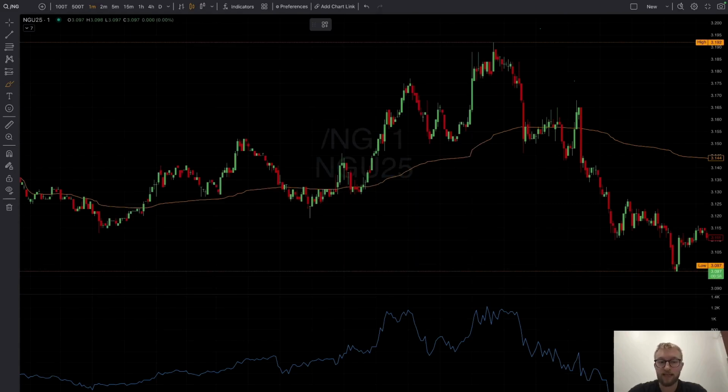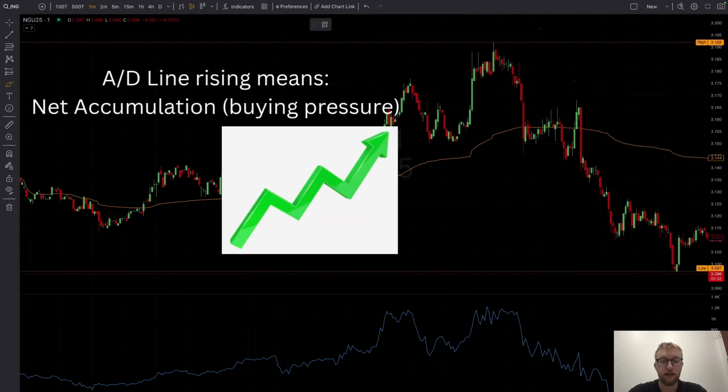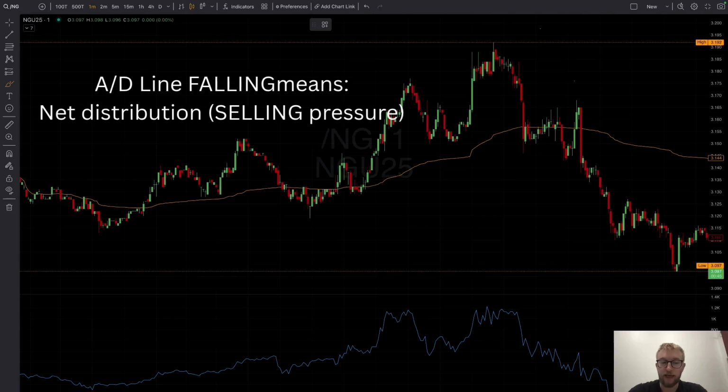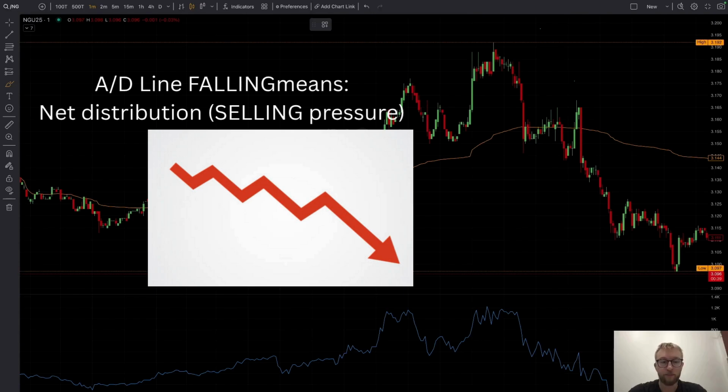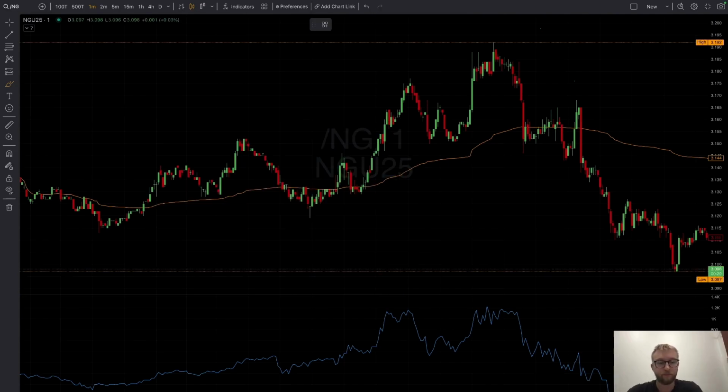So what does the AD indicator tell you? A rising AD line means net accumulation. Buyers outweigh the sellers. A falling AD line going down means net distribution. Sellers outweigh buyers. This can be hidden from price. That's why the divergences are so powerful. Let's go over some examples.